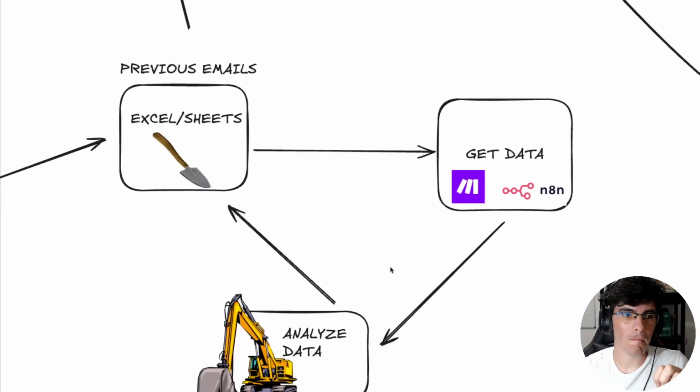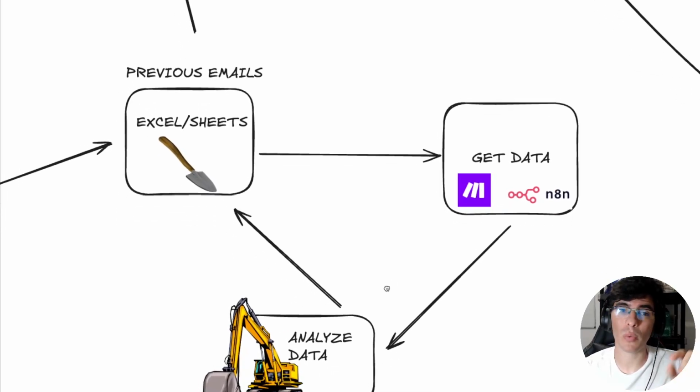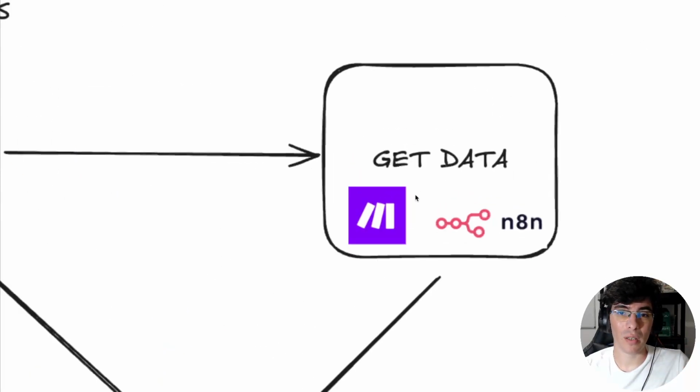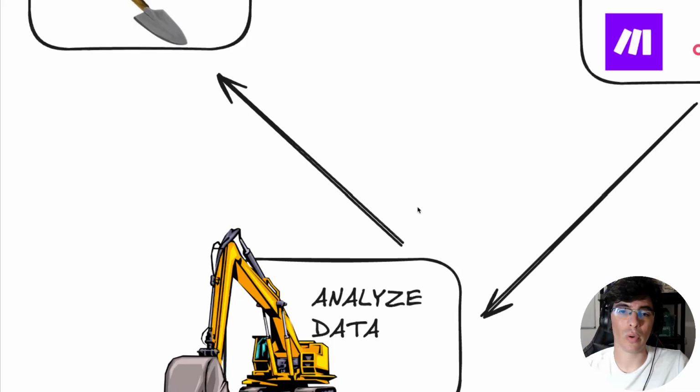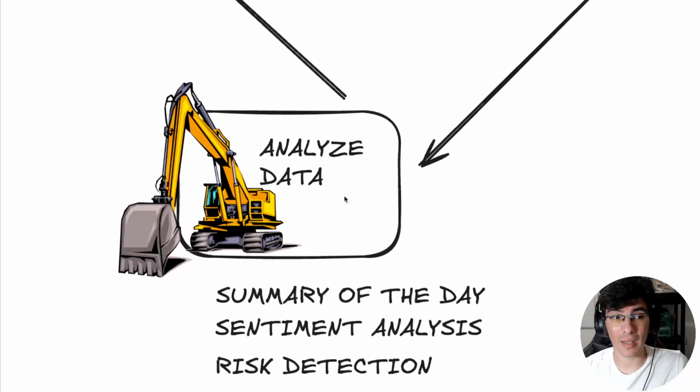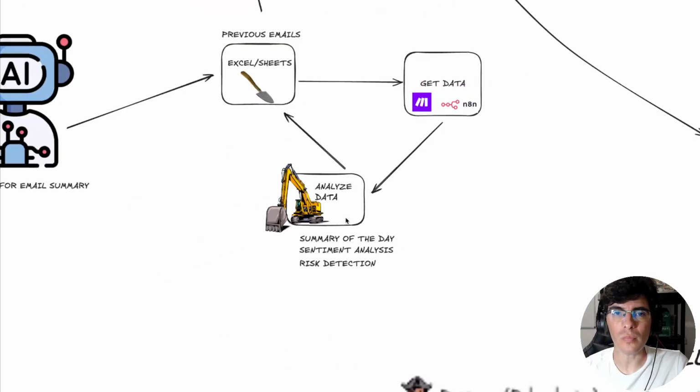So yeah, basically what we want to do is grab those Excel sheets or whatever they are, put that data inside of Make or N8N, and then we want to use the AI to analyze the data: summary of the day, sentiment analysis, risk detection, or whatever you want to call it. In this case, we're going to do a few different prompts to get some specific information from this, okay?